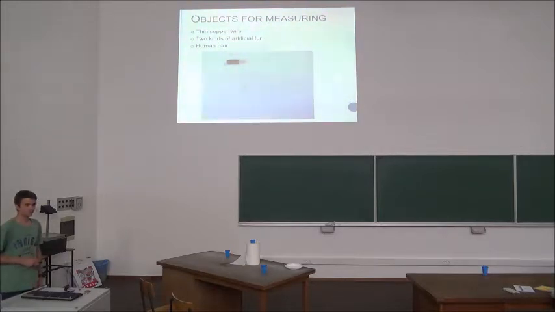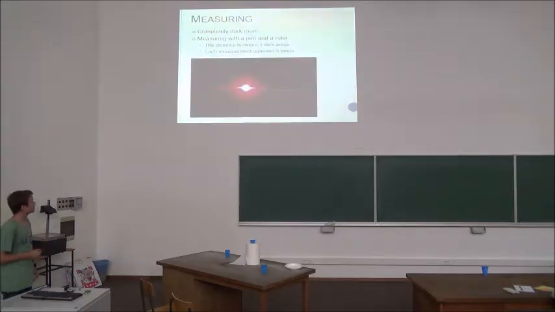I measured four objects. One of them was thin copper wire, which was taken from this coil here. Then I took two kinds of artificial fur, and also human hair. I was measuring in a completely dark room, because then I can see the diffraction fringes better. I measured with a pen and a ruler. Since I couldn't see anything, I couldn't read it from the ruler. Instead, I made a mark on the ruler with a pen, and then I turned on the lights, and then I could actually see what the distance was.